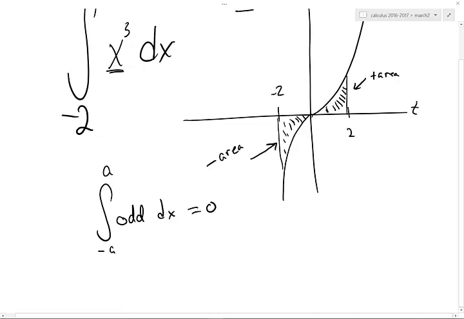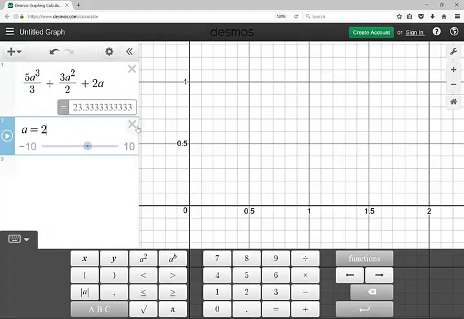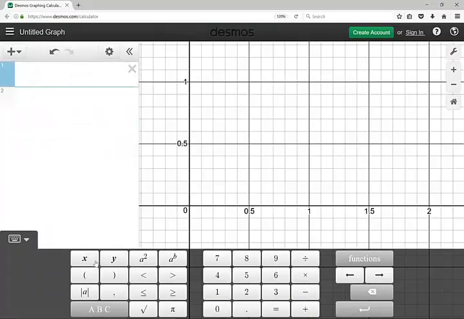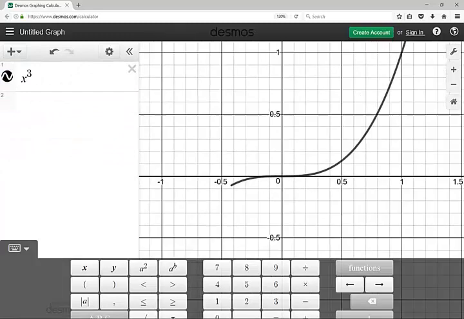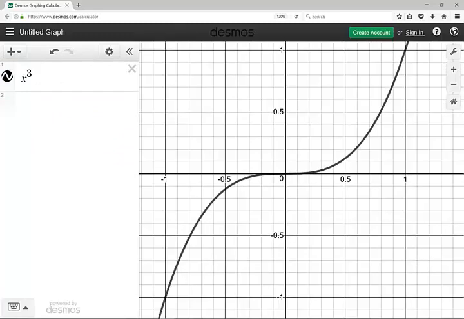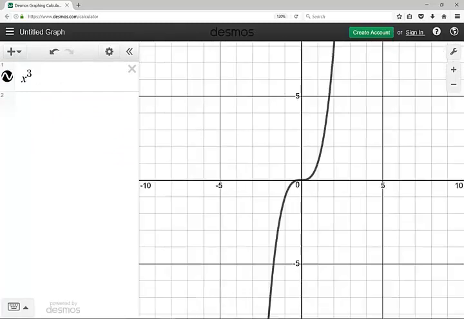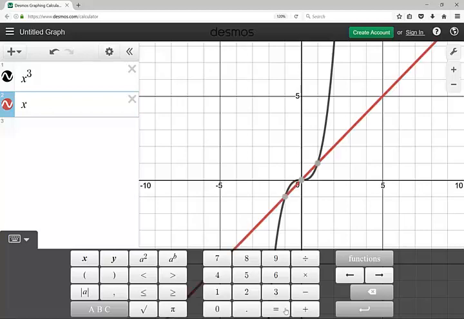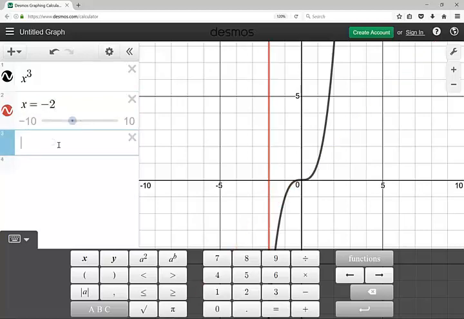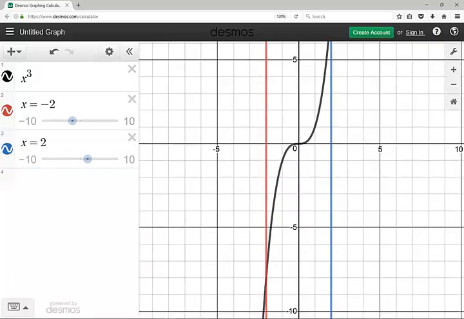Okay? And so you're like, I don't know if it's odd or not. How do I know? Well, it has to have origin symmetry. So you graph x cubed. It has origin symmetry. And so if I plug in x equals negative 2, and I plug in x equals positive 2, it's literally like they're mirror images of each other.